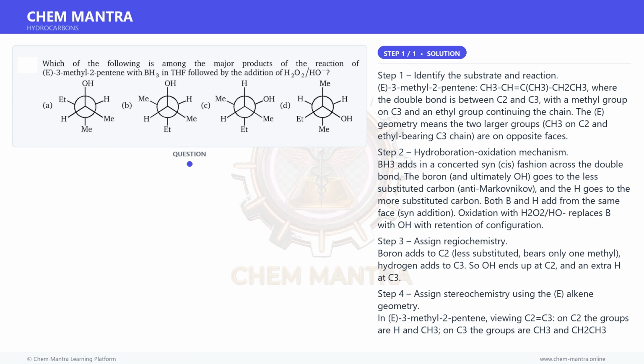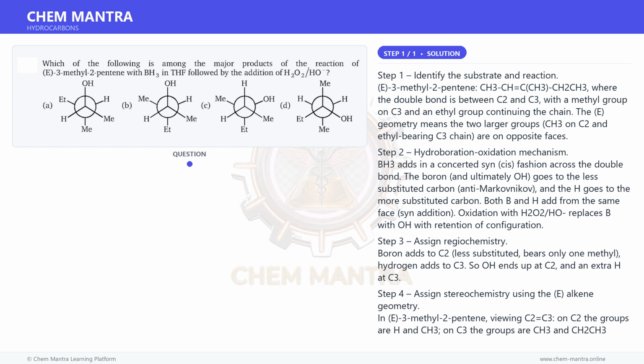In E-3-methyl-2-pentene, viewing C2=C3, on C2 the groups are H and CH3, on C3 the groups are CH3 and CH2CH3, ethyl. E means CH3 on C2 and CH3 on C3 are on opposite sides, the higher priority groups are trans.